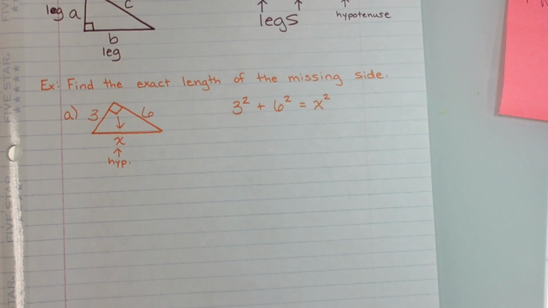Hypotenuse squared, c squared, x squared. Any of those work. Okay, 3 squared plus 6 squared equals x squared.